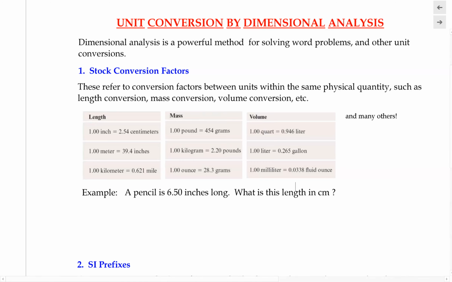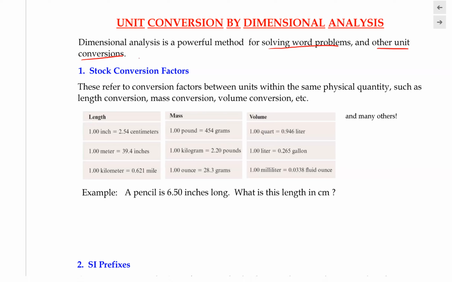Hi, in this lecture video, we'll be going back to recap some of the things that we can do with dimensional analysis, and in this case, conversions among the units. We have seen already that dimensional analysis is a very powerful method for solving word problems, right? And we can also use that to do some basic unit conversion as well, for example, conversion using the stock conversion factor.